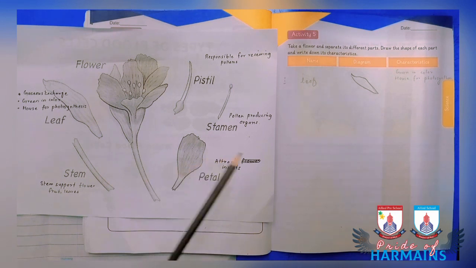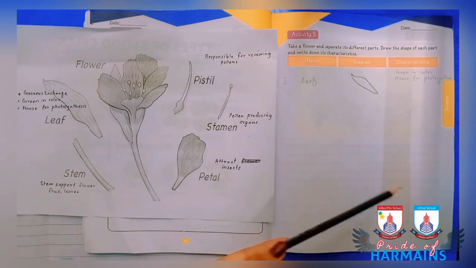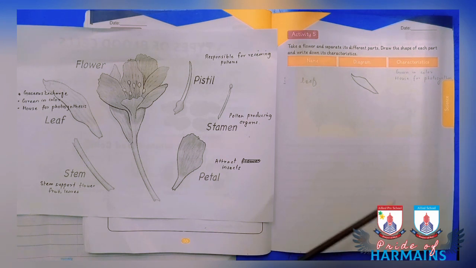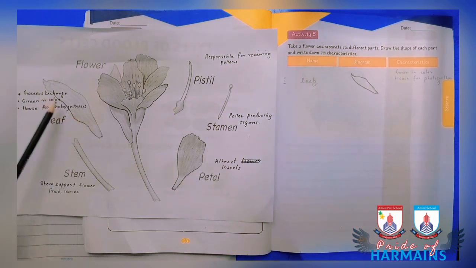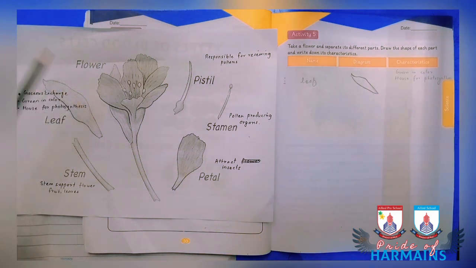Starting with your activity number 5 from class 6. Here you have to take a flower and separate each part, and then you are going to draw shapes of these parts over here and mention characteristics for them. First of all, the first part of a flower is like leaf. A leaf is basically a house for photosynthesis. It is green in color and usually helps in gaseous exchange. Like it takes carbon dioxide from the outside and releases oxygen into the environment.